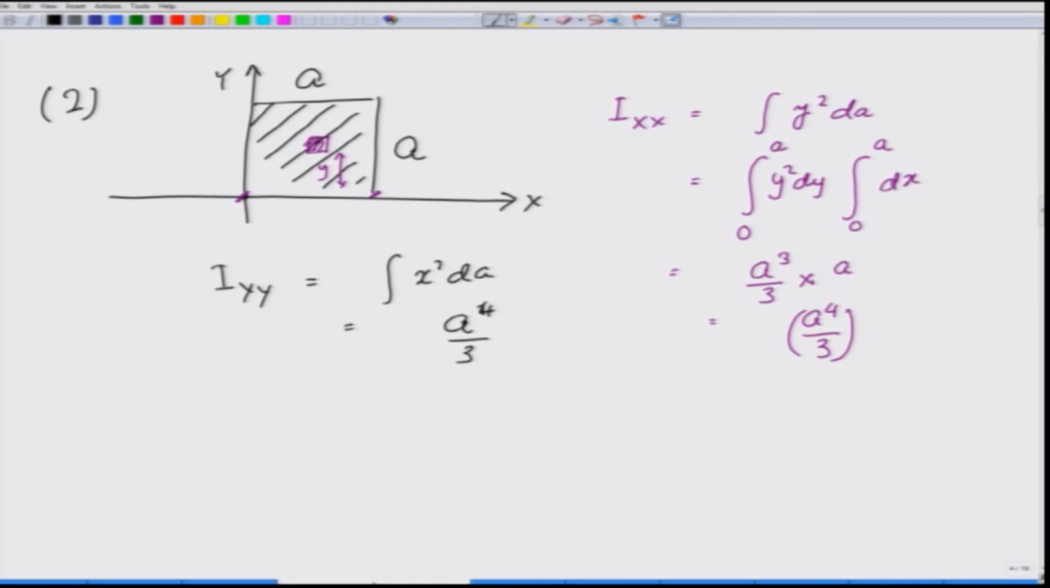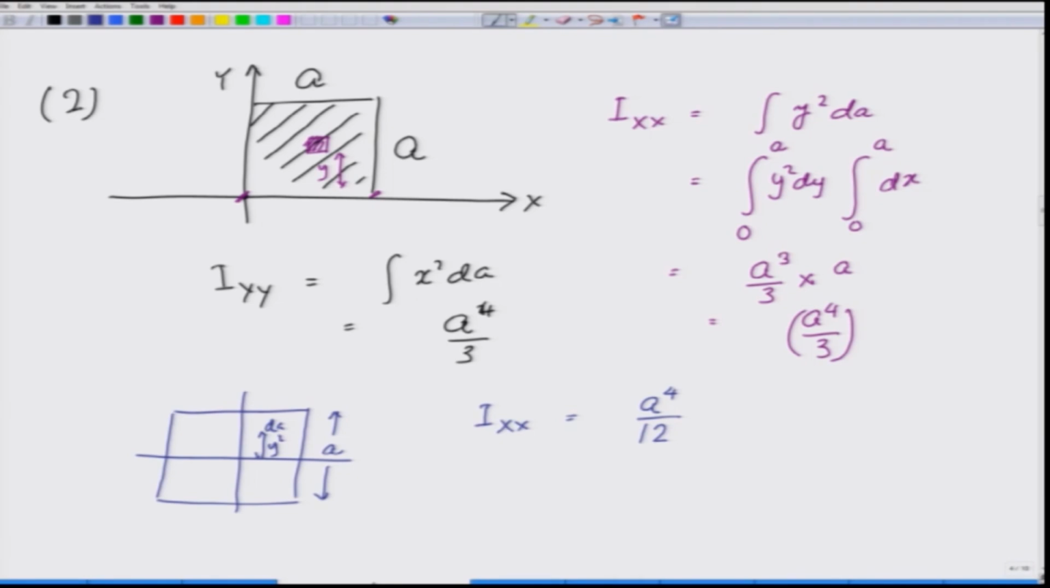How could I have gotten the same result from the previous problem? Just to find the relationship, remember in the previous problem I had a square like this and this side was a, and in this case Ixx, which is actually measuring y square times dA, was equal to a raised to 4 over 12. If I take this side to be b, then a is 2b. So, this I can also write as 2 raised to 4 times b raised to 4 over 12, which is equal to 16 b raised to 4 over 12.